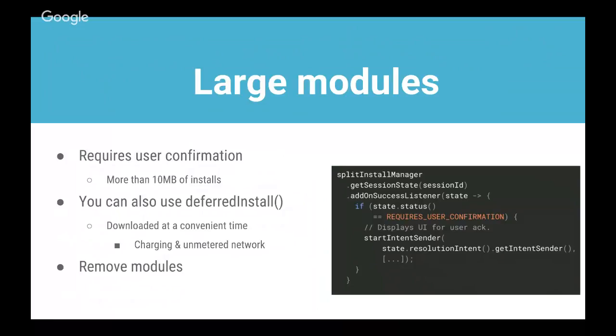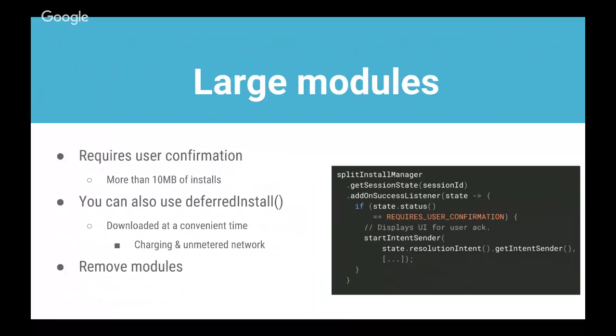One other interesting thing to call out is that in case of large modules, which are 10 MB or more, a user confirmation is automatically thrown by the system. You cannot override this. And if you want to install 5 modules in one request, and the sum of their sizes is more than 10 MB, then an automatic confirmation dialog will be shown to the user, and only upon confirmation from the user will it be installed.